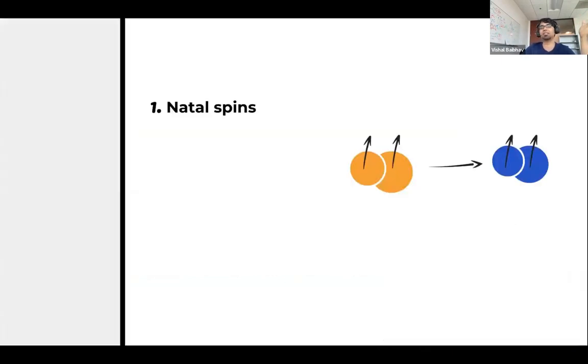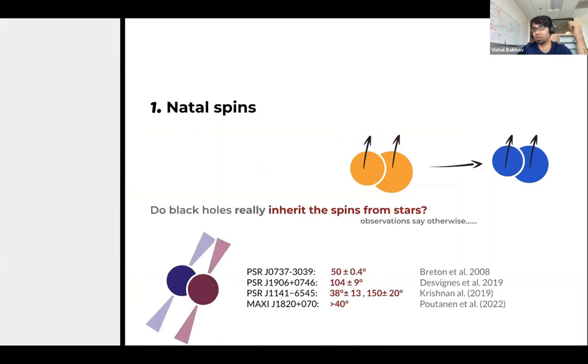So first of all, where does this assumption come from that binaries from the field should have aligned spin? This comes from the fact that if you look at these parent stars, they usually have aligned spins. So when they die and become black holes, they should also have aligned spins. But what if these black holes do not inherit the spins from their stars? There could be very efficient angular momentum transport that is stopping the black holes from getting the spins from their parents. And we have many young pulsar observations which are very highly misaligned.